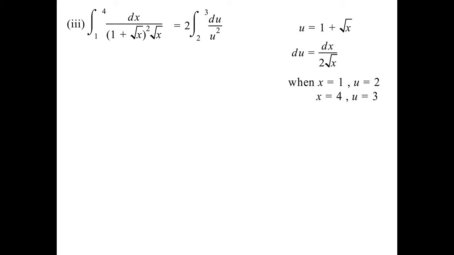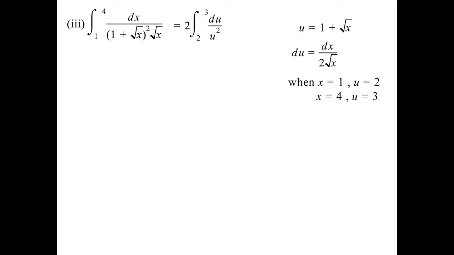But if we did it by a substitution, all right, let's make u equal 1 plus root x. And surprise, surprise, there's the u, dx on 2 root x. So if you didn't notice it, all of a sudden it comes out with our substitution. But we've got limits, so we're going to need to fix those up. So when x equals 1, u will be 2. When x equals 4, u is 3. We end up with 2 lots of the integral from 2 to 3 of du on u squared.